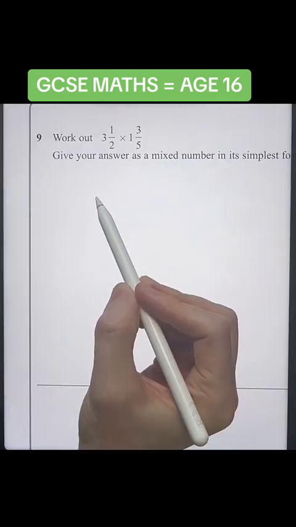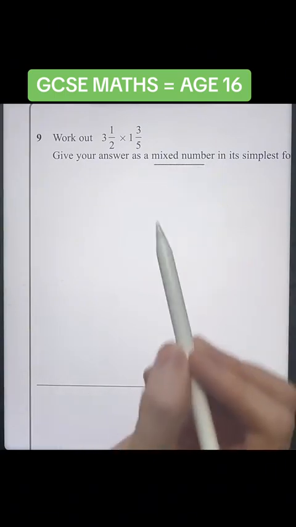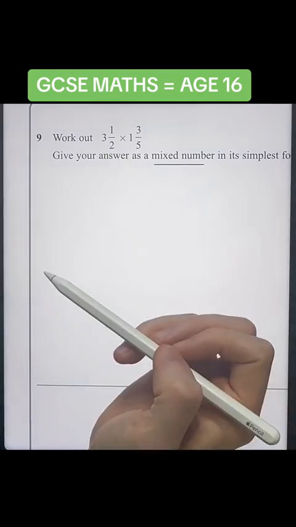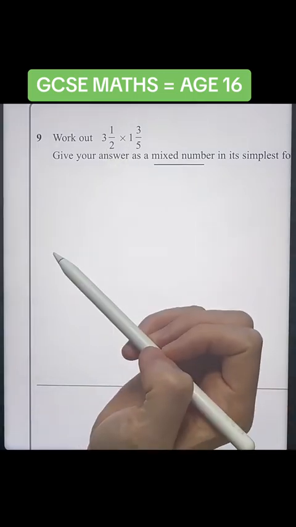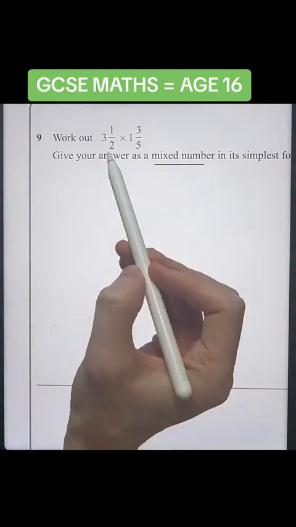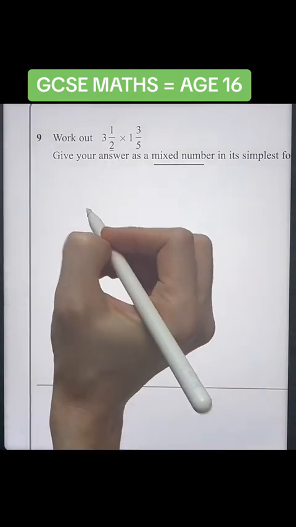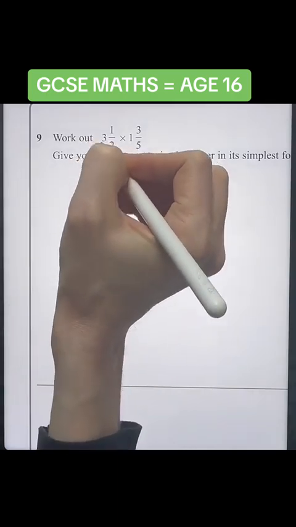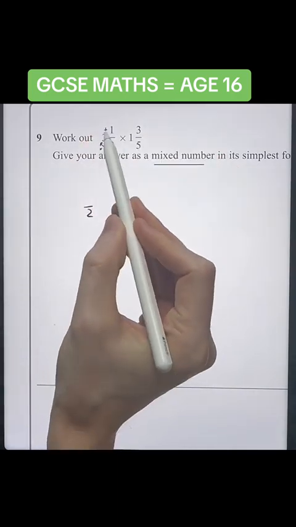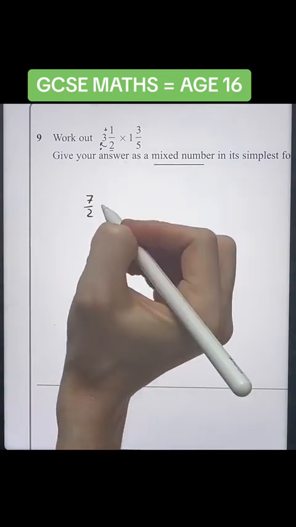Question 9. Work out 3 1/2 multiplied by 1 3/5. Give your answer as a mixed number in its simplest form. When multiplying mixed numbers, our first step is to convert any mixed numbers to top-heavy improper fractions. To do this, we always keep the denominator the same, in this case 2. We always multiply to the side and always add them on the top. 2 times 3 is 6, and 6 add 1 gives us 7. Leave the multiplication sign alone.